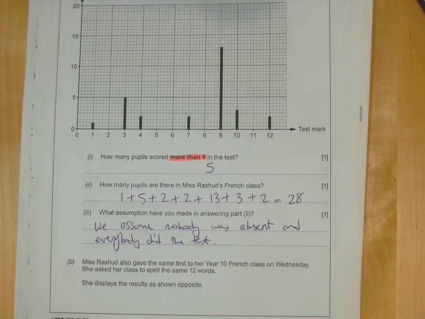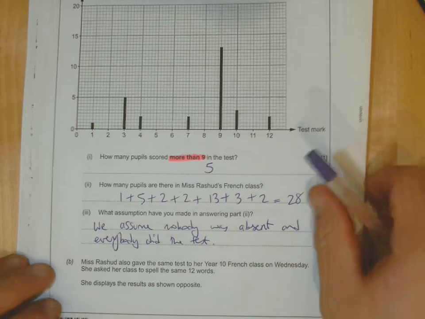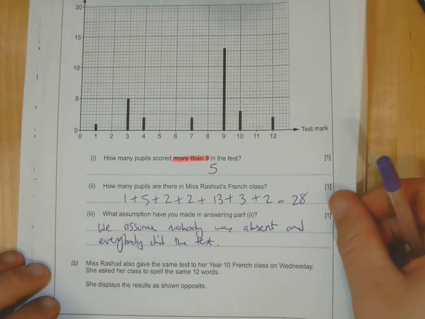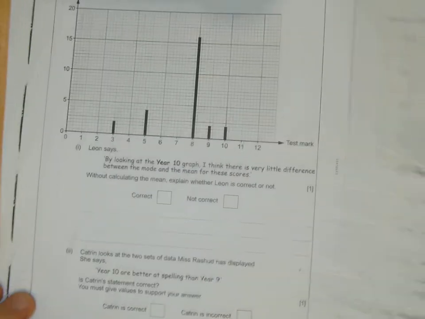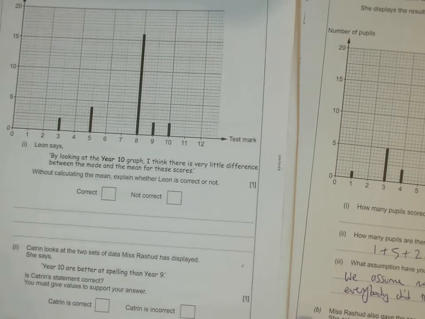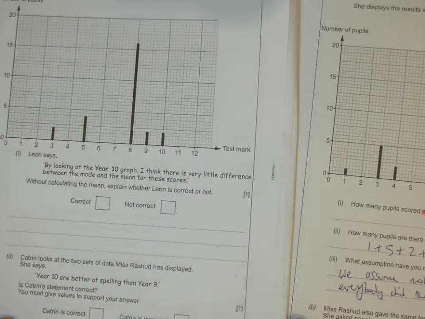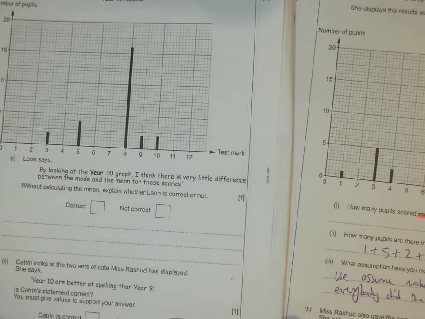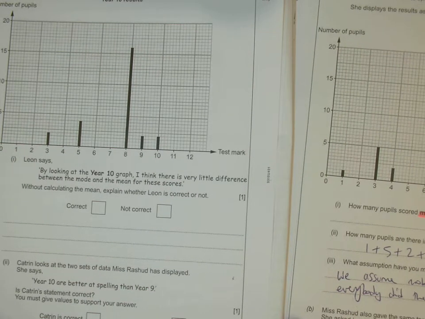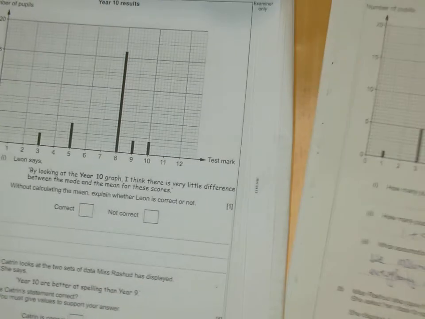So part B then, Miss Rashid also gave the same test to year 10 on Wednesday, and she displays results here. Okay, and it says then by looking at year 10 graph, so Leon says, by looking at the year 10 graph, I think there's very little difference between the mode and the mean for these scores. Without calculating the mean, explain whether Leon is correct or not.